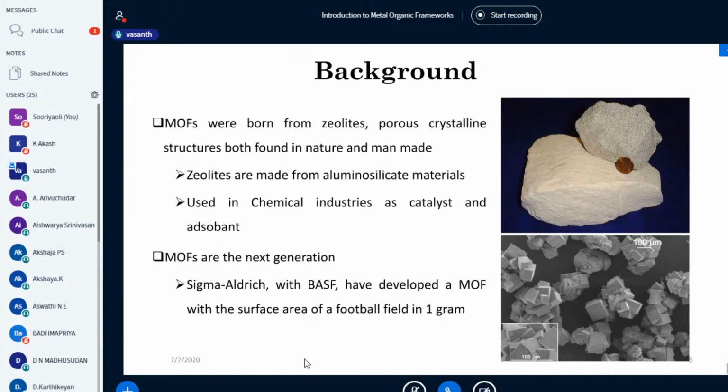One of the developments, a joint venture from Sigma Aldrich and BASF, both top-rated chemical companies, is a metal organic framework which has a surface area equivalent to that of a football field in 1 gram of substance. If I take 1 gram of a substance, the active surface available for a molecule to work on is around 40,000 square feet. So 1 gram of material has such a huge surface area, which is like a benchmark among surface materials.